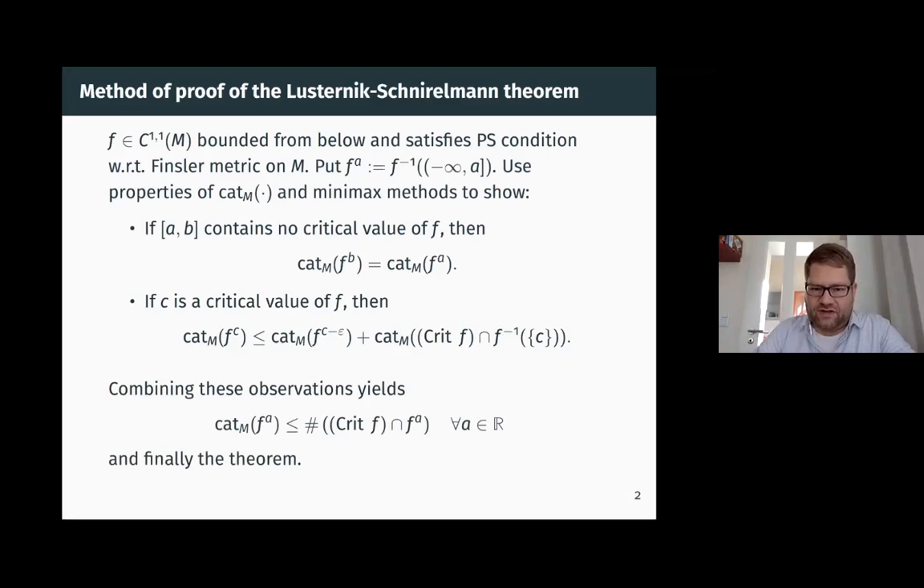If we combine these observations, we see that in every sublevel set, the category of this thing is a lower bound for the number of critical points that are contained in the sublevel set. And if we know that we can raise the level set to infinity, then we obtain the theorem globally, so we get the result that we want to have.